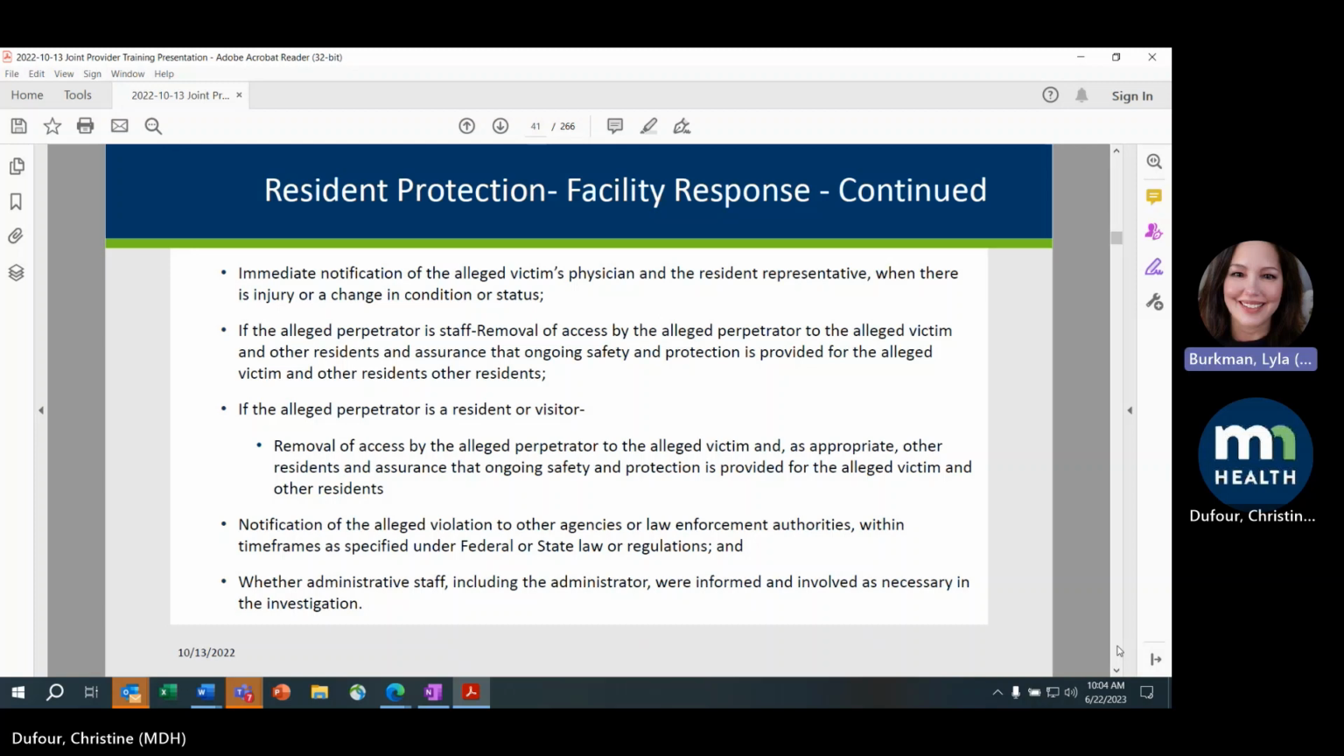If the alleged perpetrator is a resident or visitor, we would expect to see the removal of access by the alleged perpetrator to the alleged victim and, as appropriate, other residents, and assurance that ongoing safety and protection is provided for the alleged victim as well as other residents. Notification of the alleged violation to other agencies or law enforcement authorities within timeframes as specified in the Chapter 5 SOM or state law. Whether administrative staff, including the administrator, were informed and involved as necessary in the investigation.